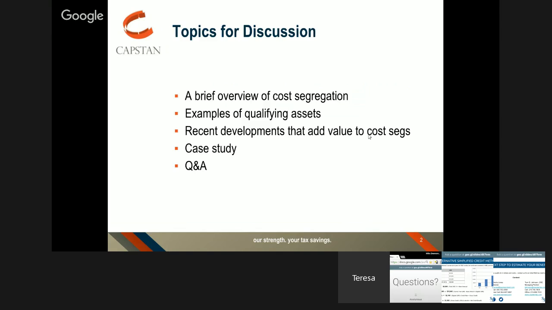So what we want to do today, in a short period of time, is just give you a brief overview of the benefits of cost segregation. Then I'm going to walk through some examples of qualifying assets. And then I'd like to also just update you on some recent developments that add value to doing cost segregation. And then we'll end with a case study. And if there's any questions, I'll be happy to take those at the end.